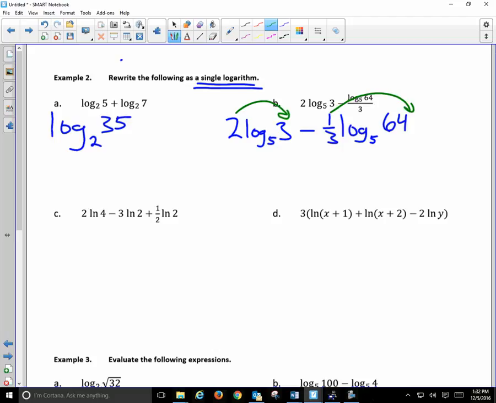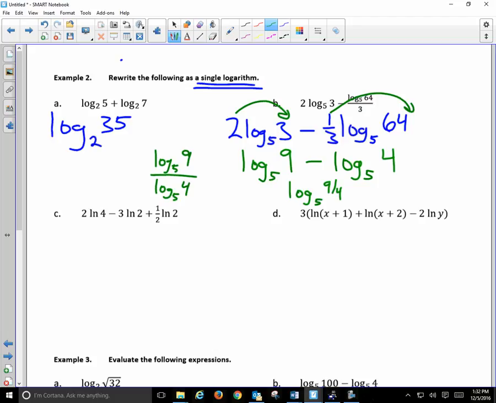And what is 3 squared? It is 9. And what is 64 to the 1/3 power? 4. And so now I can rewrite this as the log base 5 of 9/4. Very common answer from students would be log base 5 of 9 divided by log base 5 of 4.